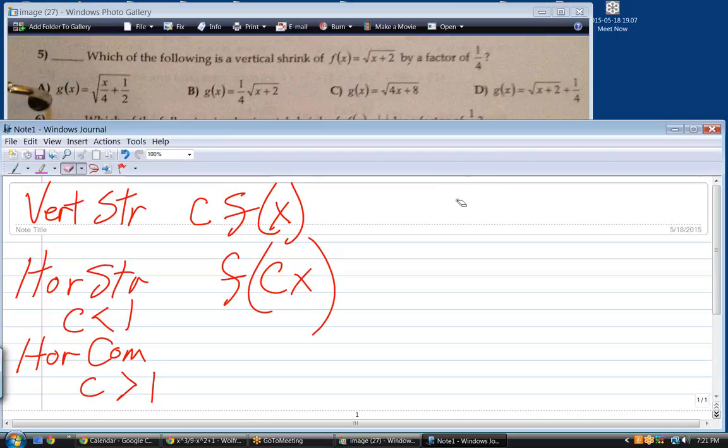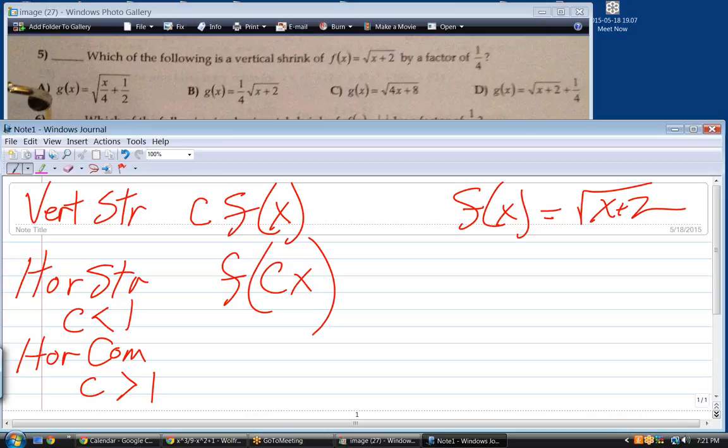So what does our function need to look like? If f of x equals square root of x plus 2, and we want a vertical compression, shrink. So we use shrink. Shrink and stretch are the 2 words. We also have vertical shift, which moves everything up or down without changing its shape. But stretches and shrinks change the shape of the graph, as do horizontal stretches and shrinks.